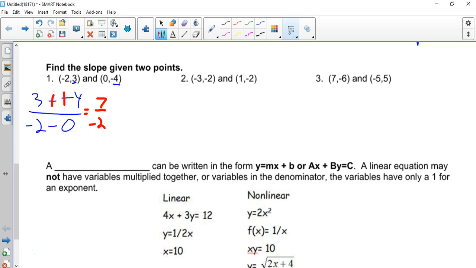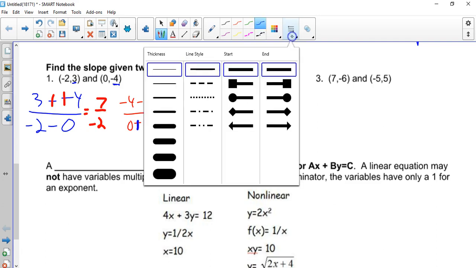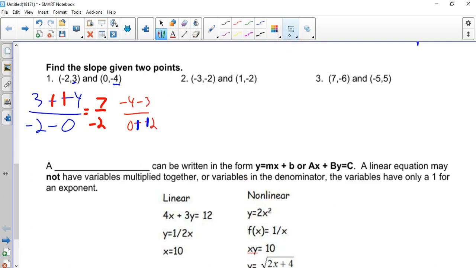Now, just to show you, I could have done negative 4 minus 3 over 0 minus negative 2. Again, what would happen? Add, and I would end up with negative 7 over positive 2, which is still a negative slope. A negative divided by a positive is the same as a positive divided by a negative. So either one of these is correct. The negative can be on the top or the bottom.